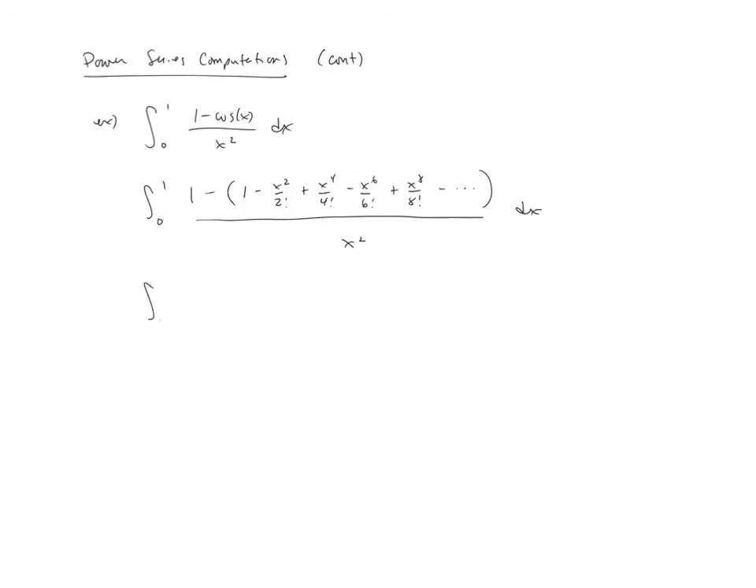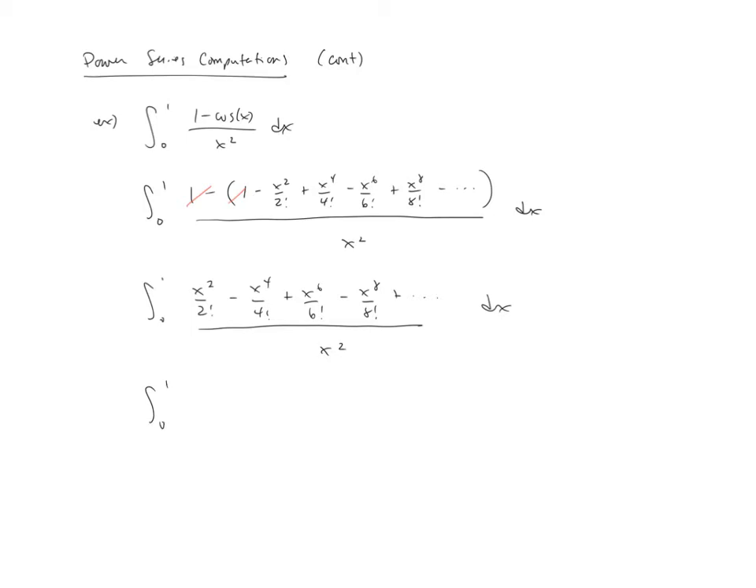Now, when we distribute the negative, all of these signs will change, and you'll also see that the 1 and negative 1 will do away with each other. So in writing that out, that's going to give me an x squared over 2 factorial minus an x to the 4th over 4 factorial plus x to the 6th over 6 factorial minus x to the 8th over 8 factorial. And that's still divided by x squared dx.